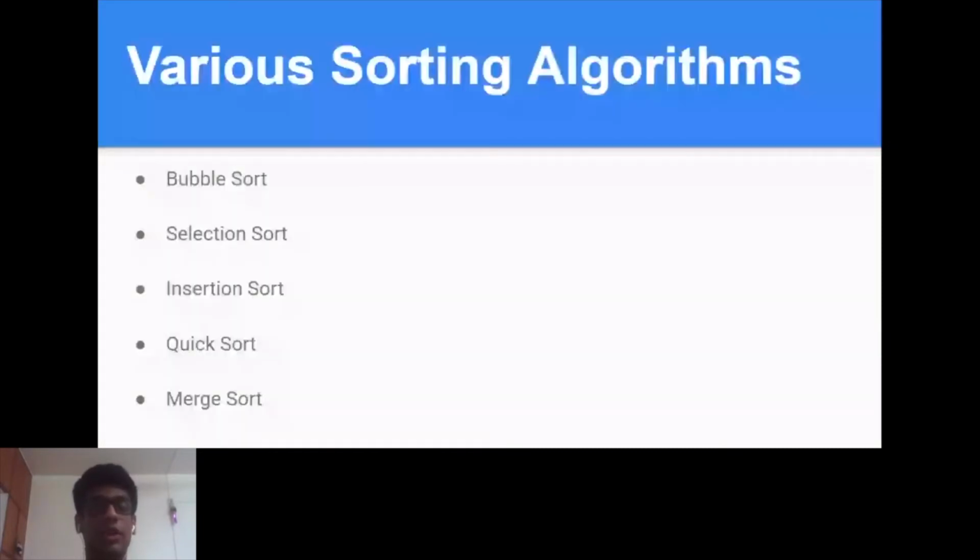Now there are also various types of sorting algorithms. The first one is bubble sort. Then we have selection sort. After that we have insertion sort. Then we have quick sort, merge sort. There are various sorting algorithms. In this session, we are going to learn about bubble sort.